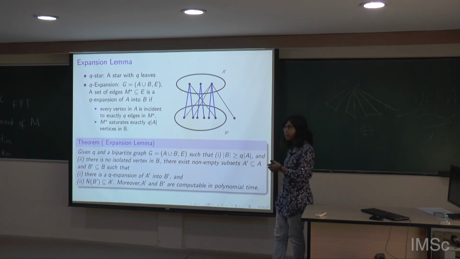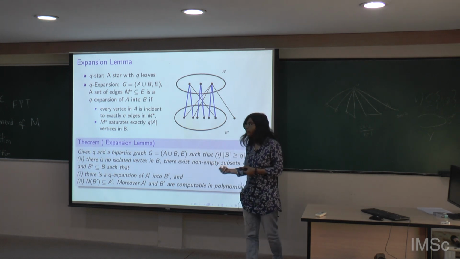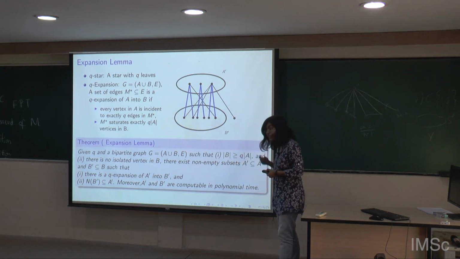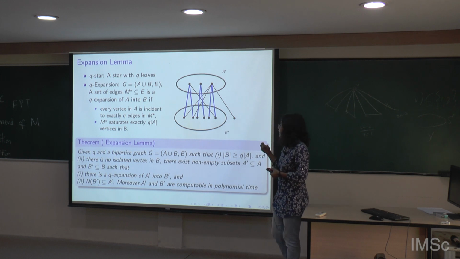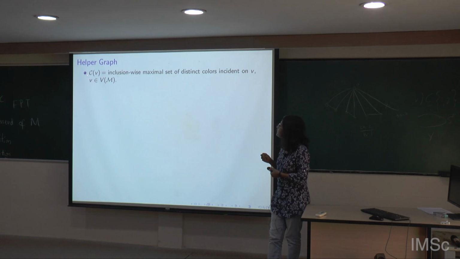Now we will use this lemma. As I said, we had one part, the vertex cover part, bounded by k squared, and we wanted to bound the independent set size. So we'll use this lemma to bound the independent set. But before we go there, we don't have a bipartite graph here, and to use this lemma I need one. So we'll construct a bipartite graph. For that, some notation: we define C_v to be the set of distinct colors incident on a vertex v.